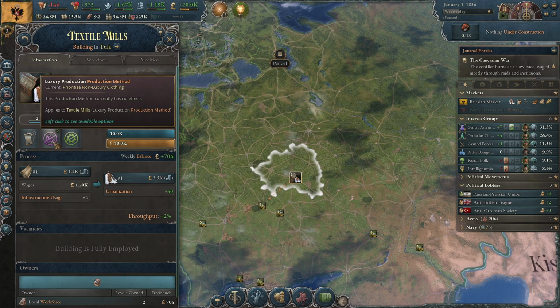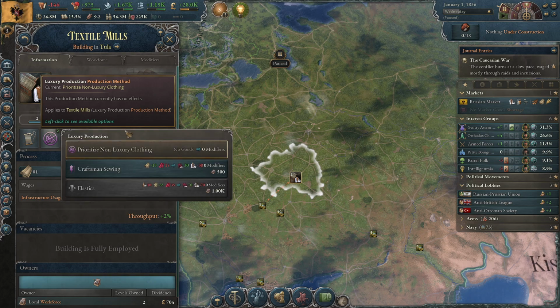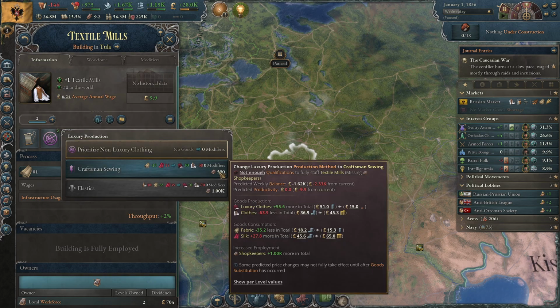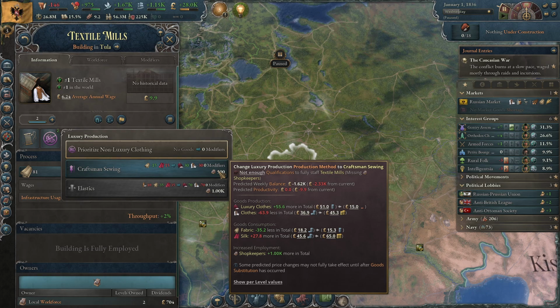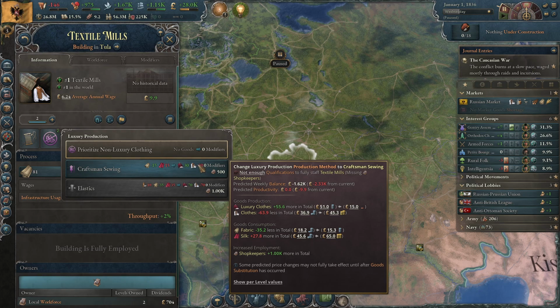Next, we have purple production methods, which are usually an alternative method of production. They will usually reduce the primary production method in exchange for making a different good. Sometimes this can be a different resource, like making liquor at a rye farm. Or in the case of a textile mill, you're making luxury clothes at a cost of not making some of those regular clothes. As you can see here, you would be using less fabric, you'd be using more silk, you'd be making luxury clothes and making less regular clothes.